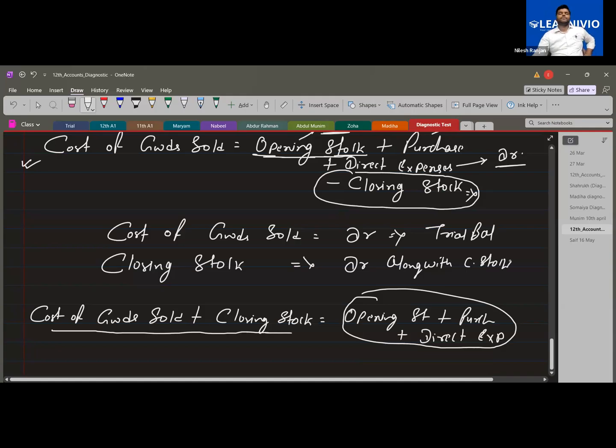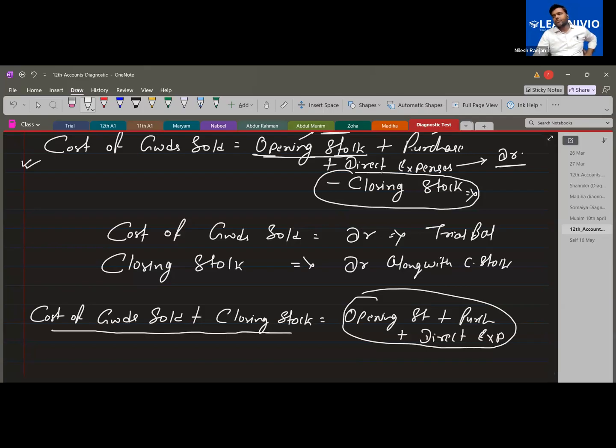Understood? Yes. So in that case, opening stock, purchase, and direct expenses will not be written. Only cost of goods sold and closing stock will be written on the debit side, because the total of these two will always be equal to opening stock plus purchase plus direct expenses. Is it clear now?